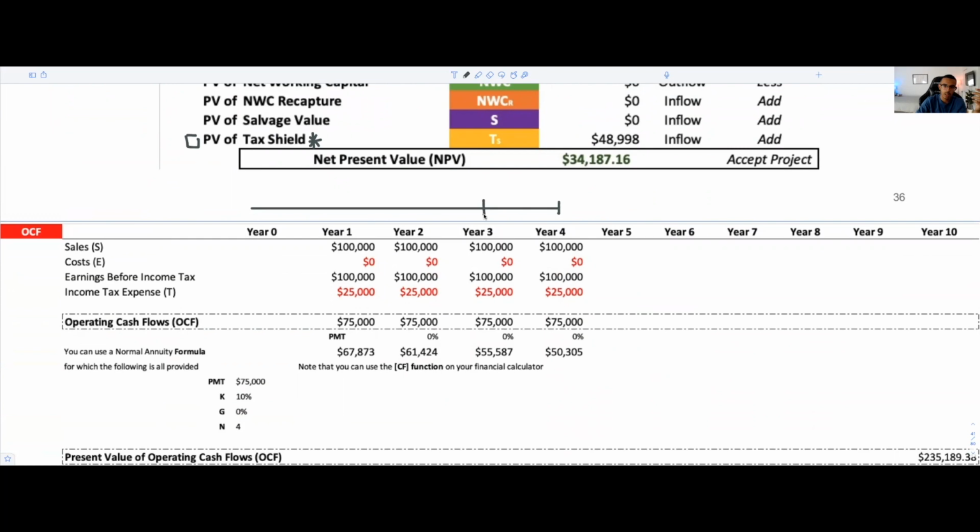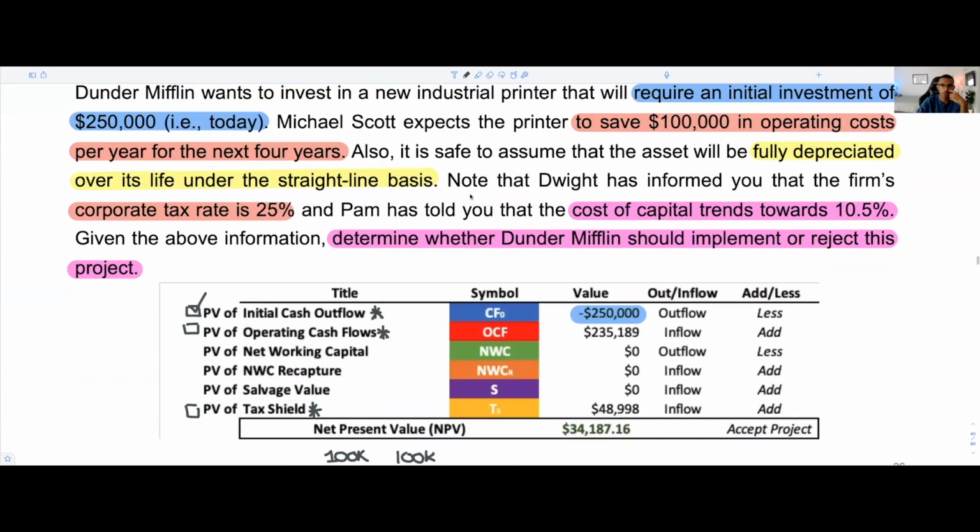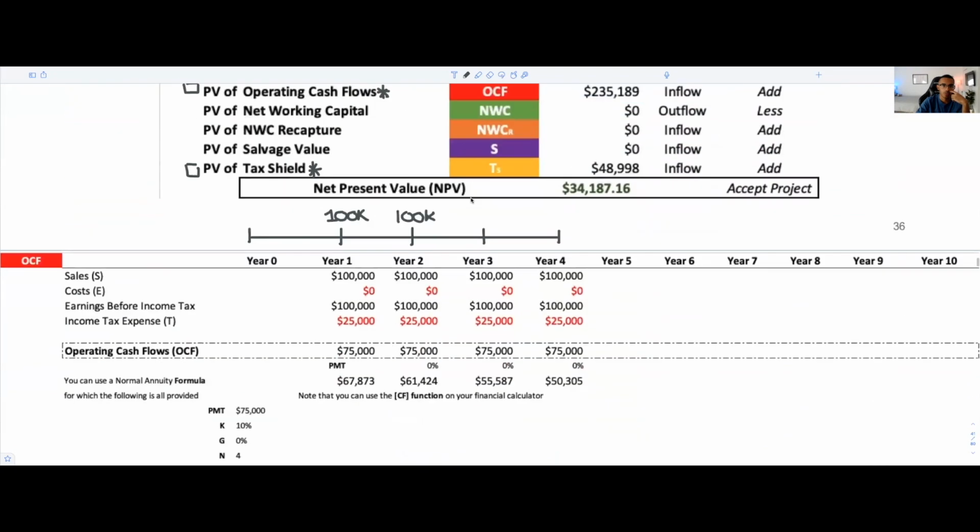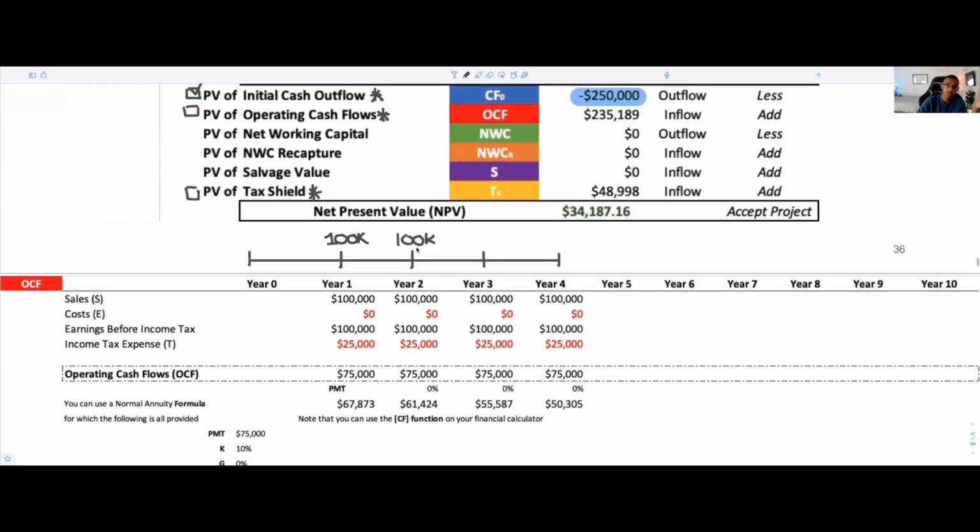You have payments happening at every single year except year 0, and you know that they're equal to 100K, right? However, these individual payments of 100 grand are going to be subject to taxes. Okay, so you need to essentially do minus 25K every single year.